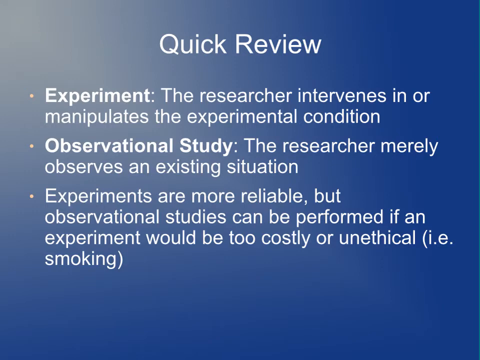As you'll recall from the previous lecture, an experiment is a type of scientific process where you actively intervene or manipulate the experimental condition. You assign half the people to get the drug, half to get placebo, something like that. An observational study is where you merely observe an existing situation. You collect data from a large group of people, including both smokers and non-smokers, and see if the smokers are more likely to have lung cancer. Experiments are more reliable, but you can use observational studies if an experiment would be too costly or unethical. You can't assign half of your study to smoke, for instance.